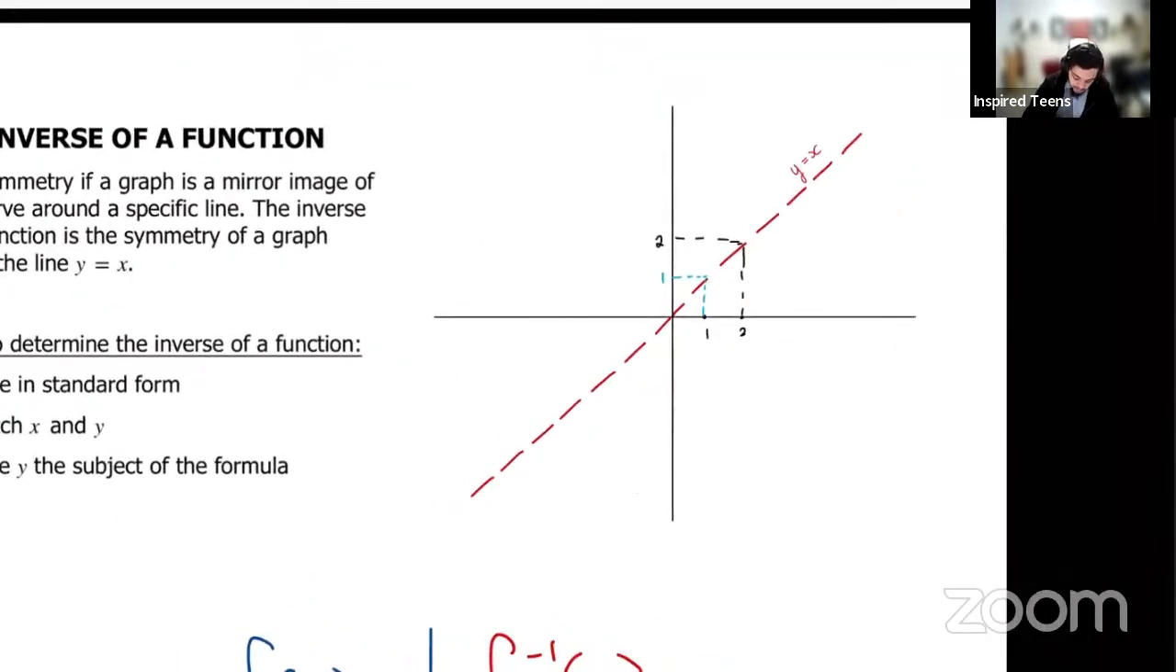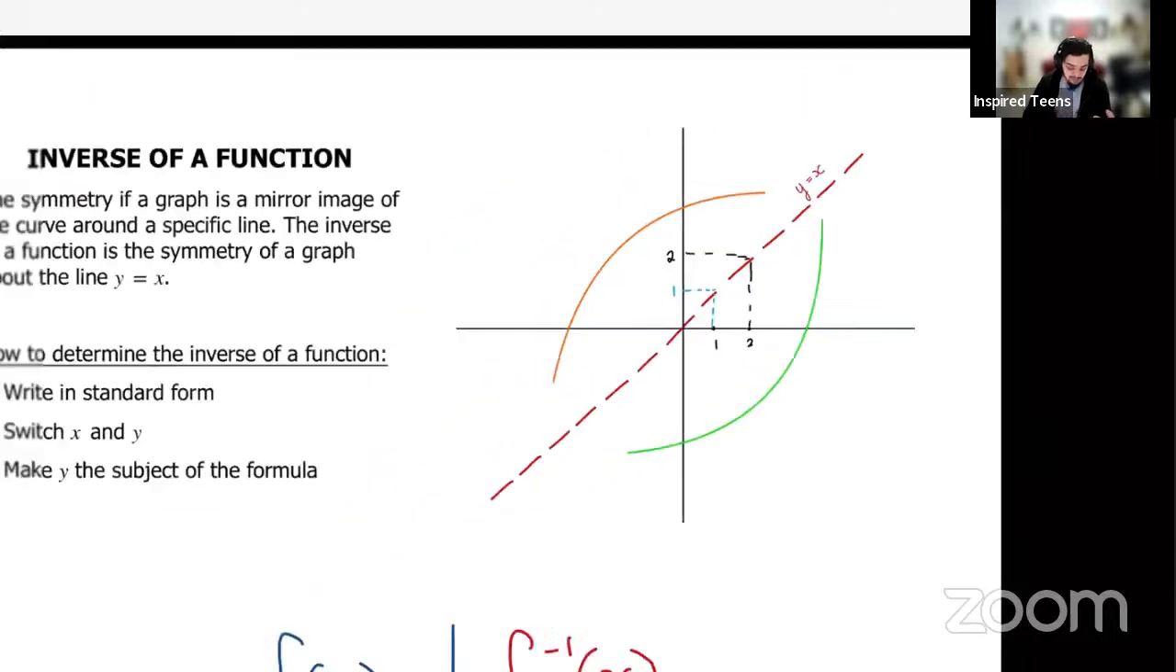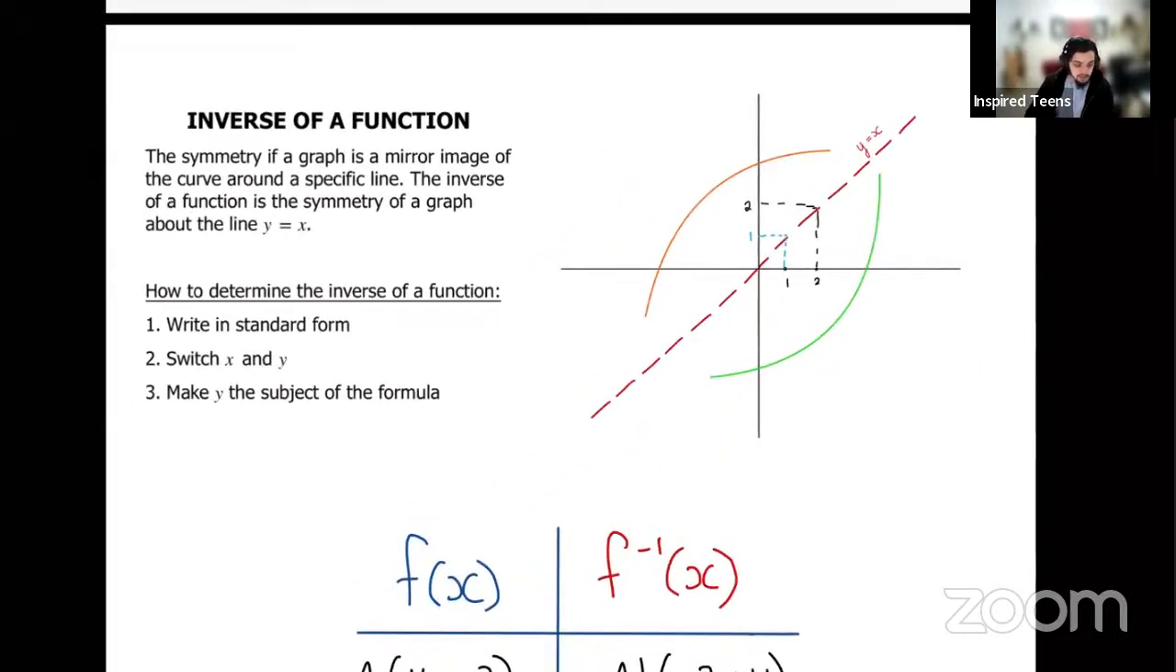For example, if we have something that looks like this, and this is a function, its reflection on the other side would look something like this, not perfect, but more or less. It's like having a mirrored line. If you had a page and folded it on the dotted line, these two graphs, the green and the orange graphs, would touch each other. That's what an inverse function basically is. It's the original function reflected about the y is equal to x line.